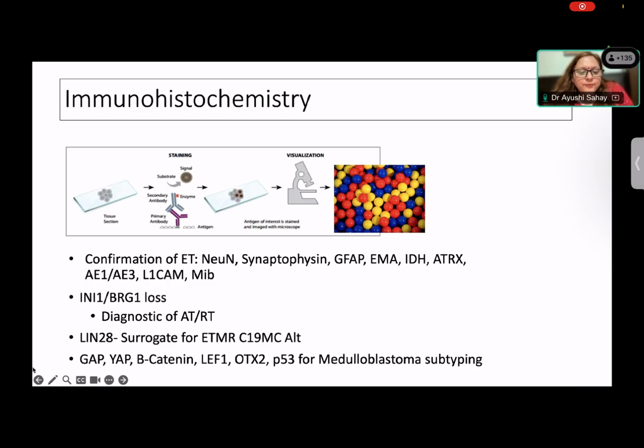Then also for medulloblastoma subtyping, a host of IHC panels has been developed, and by using a different combination of these IHCs, or the results of these IHCs, you can subtype the medulloblastoma into WNT, SHH, or non-WNT non-SHH.